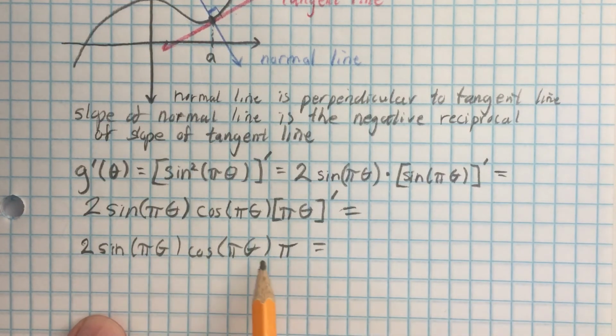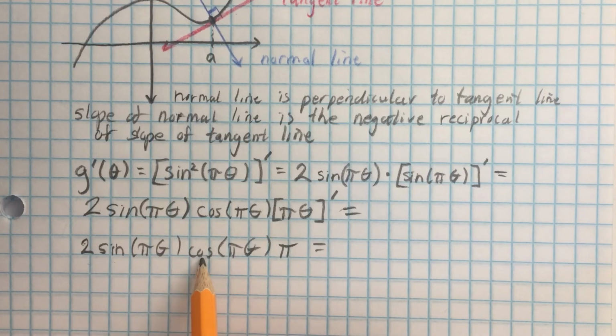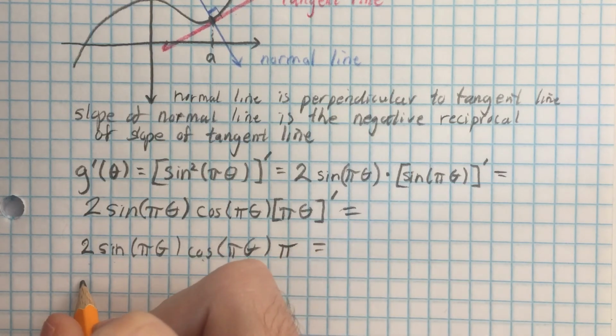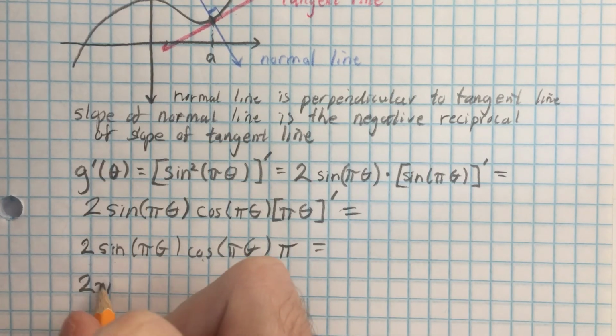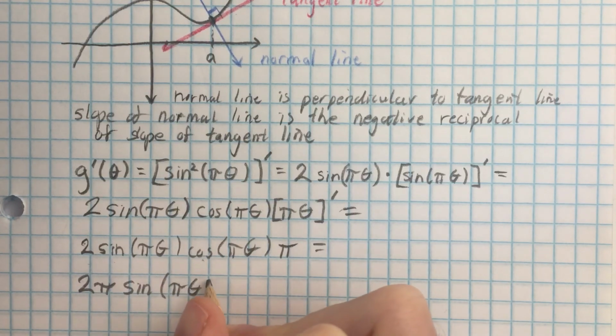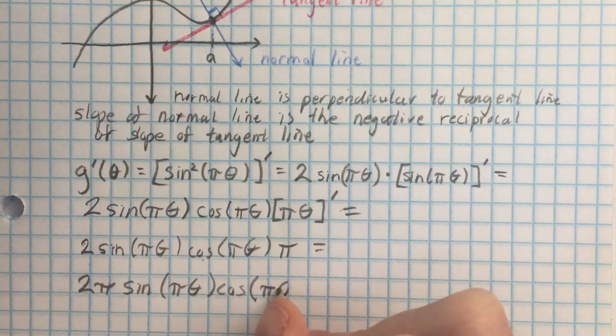Okay, so we have the derivative completely taken. It doesn't look as nice as it could, but we do have the derivative. So now we'll go ahead and simplify a little bit. We could change 2 sine cos into a double angle formula, but I don't think that's necessary. Let's just push the pi to the front to make it look neater. 2 pi sine pi theta cos pi theta.